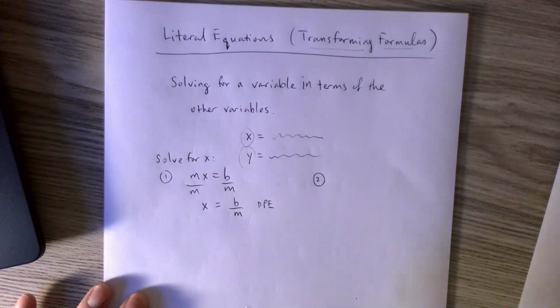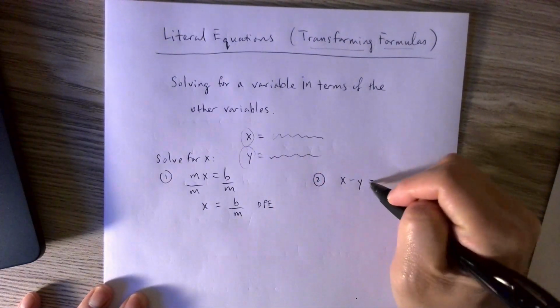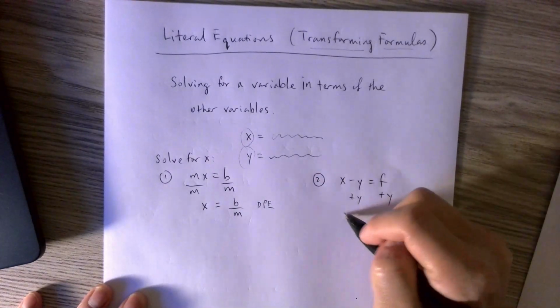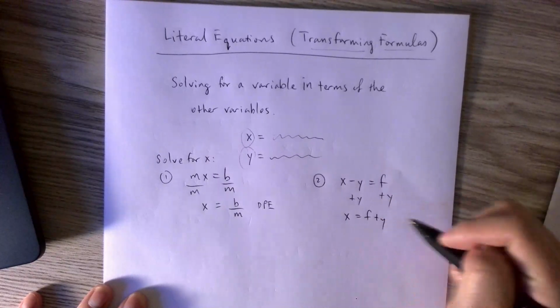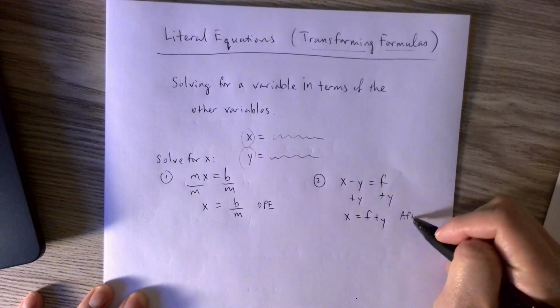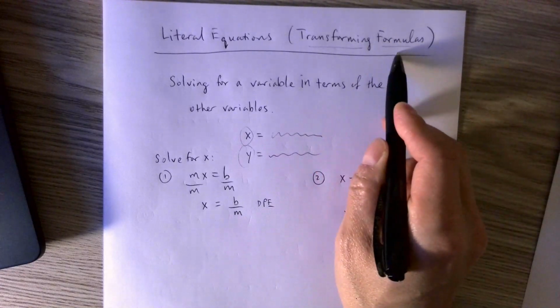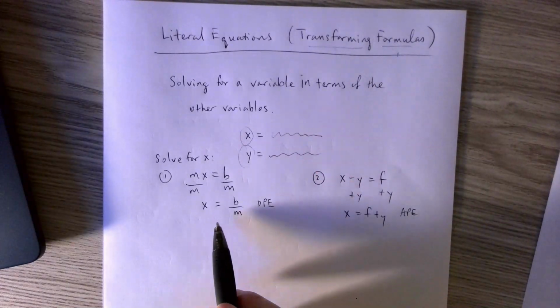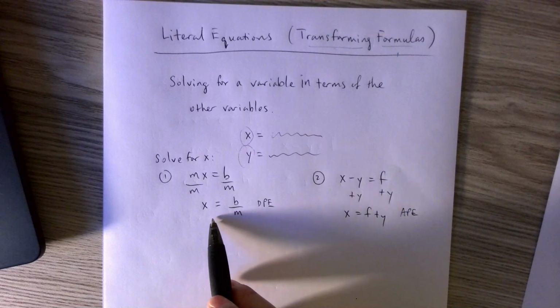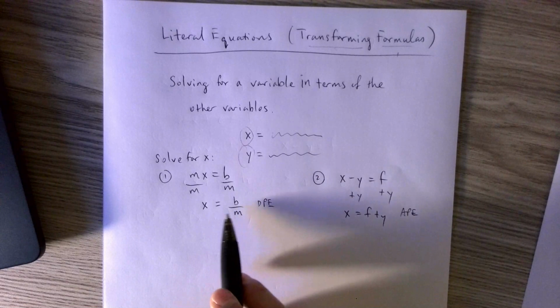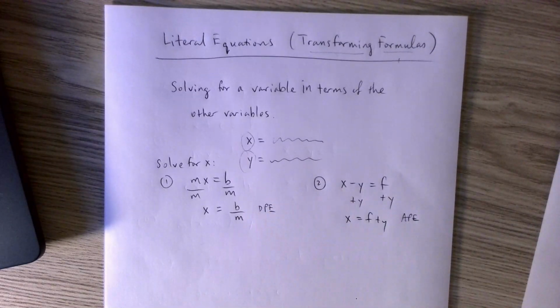Our second really simple example is x minus y equals f. I'll add y on both sides. And that's APE to get x equals f plus y. So we're not looking for a single number answer here. We're just looking for a transformation of a formula into a different formula that has the variable we're interested in solved in terms of the other variables.